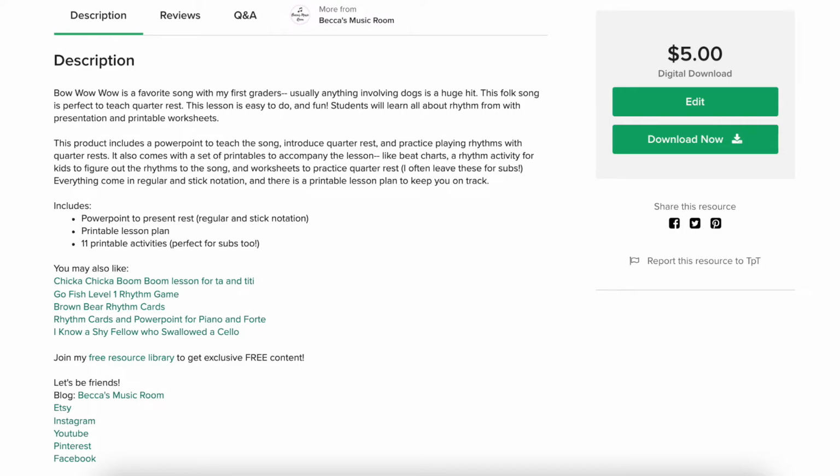All right, so for your TPT descriptions, this is the stuff you are writing as you put your resource up. I have a little bit of a formula for how I do mine, and I wanted to share it with you because it's very helpful and it makes it a lot easier when you already know what you're going to do.